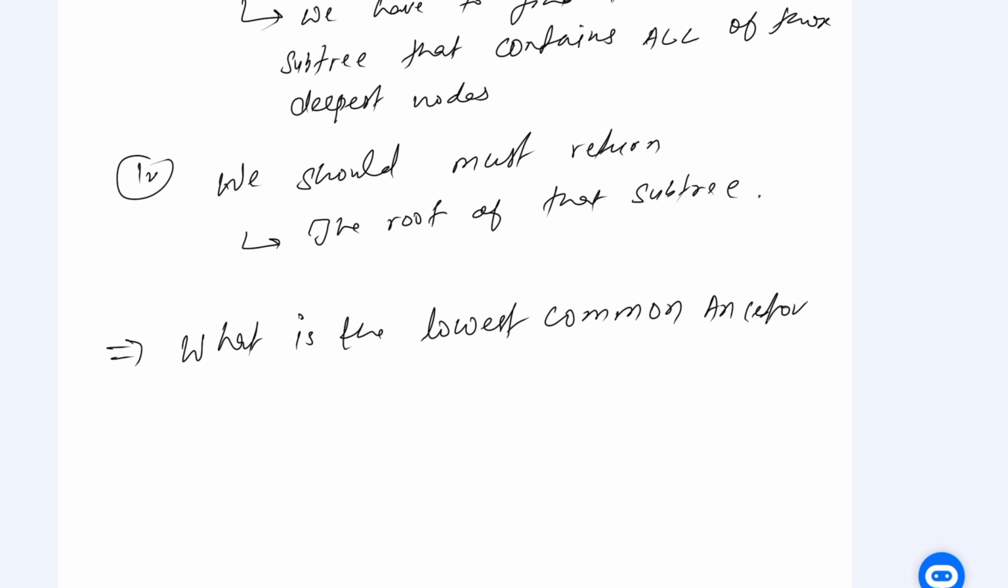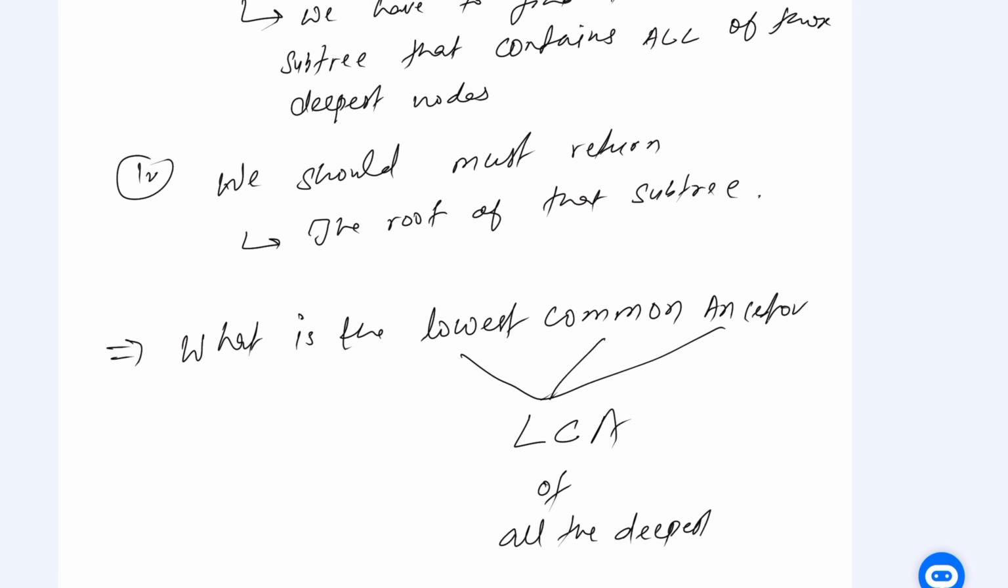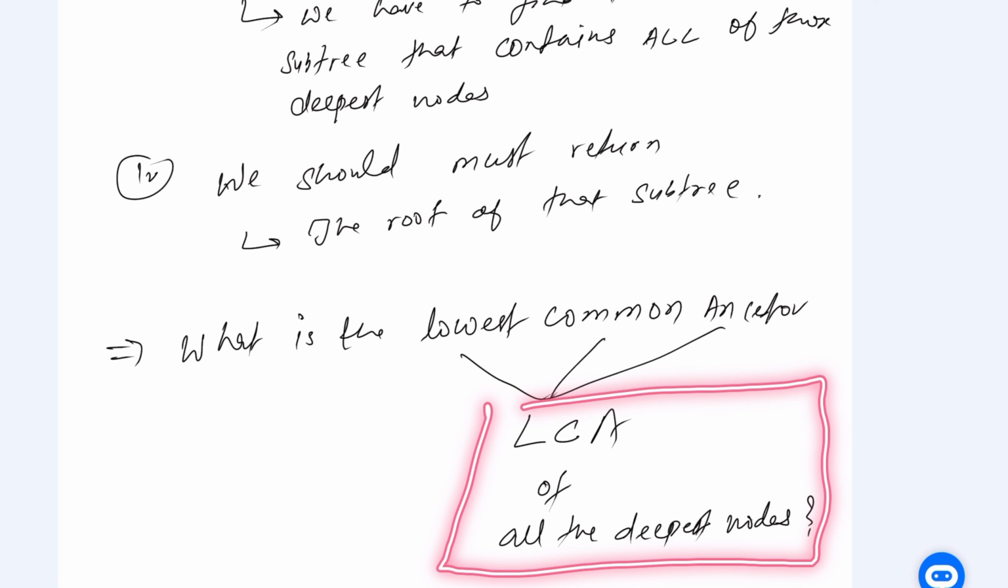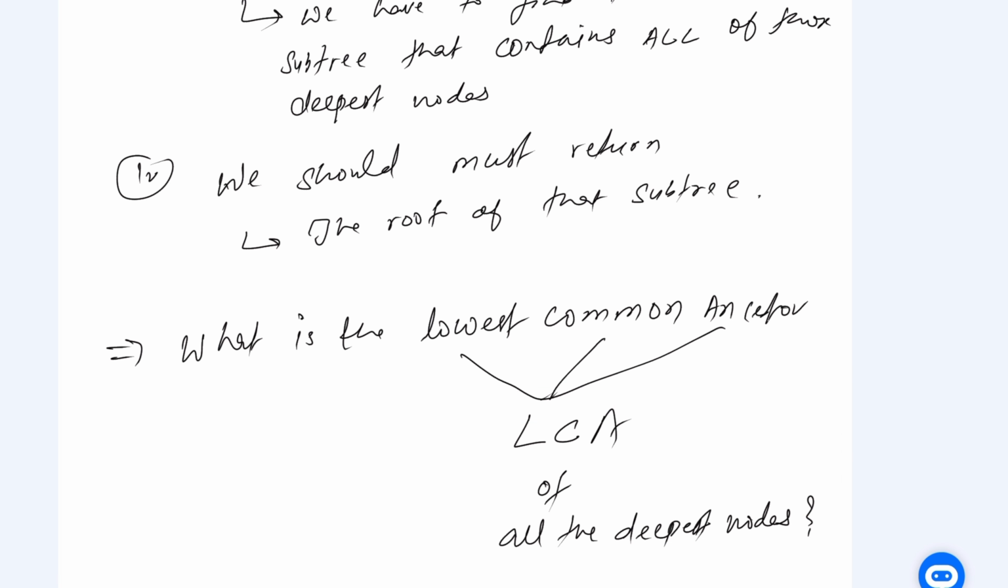Ancestor, like this we can say. In short, this is called LCA. So, what is the LCA of all the deepest nodes? Understand? So, we have to find the lowest common ancestor, or LCA, of the deepest node. So, this is very important to understand, guys. Okay?